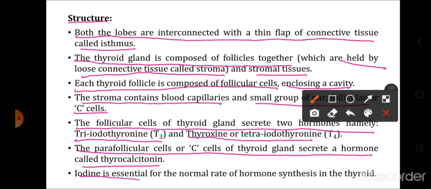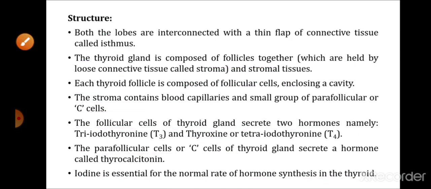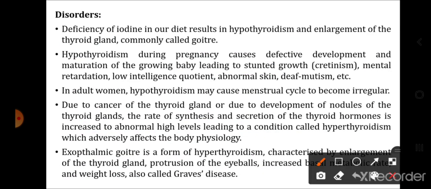Iodine is essential for the normal rate of hormone synthesis in the thyroid. The secretion of thyroid hormones basically requires iodine. So iodine is very much essential for the secretion of the thyroid hormones. Now some of the disorders related to the thyroid gland. Deficiency of iodine in our diet results in hypothyroidism and enlargement of the thyroid gland, commonly called goiter.